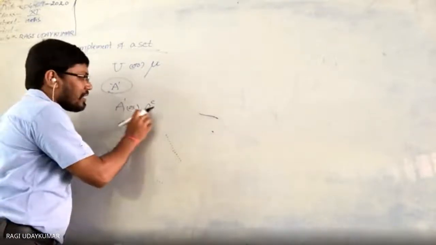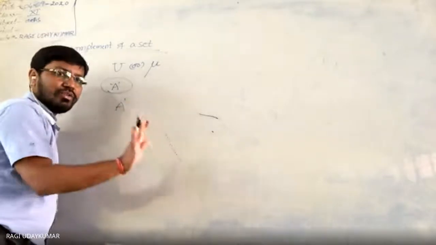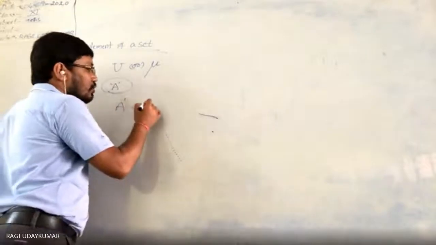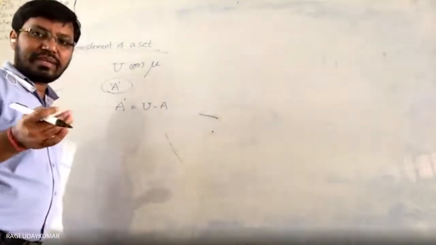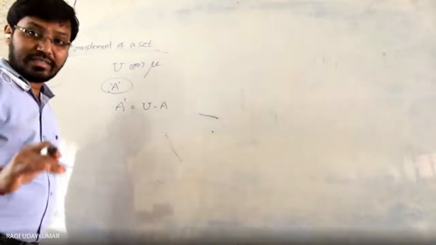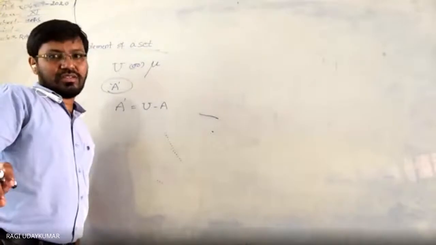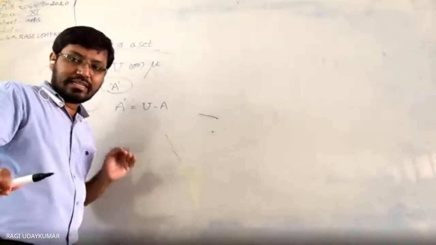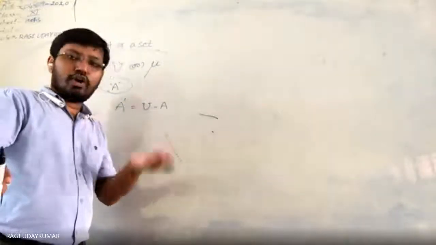Complement as A power C. This is not given in your textbook, but let us use this one only. So A complement is nothing but universal set minus A. The elements which are present in the universal set, but not in a given set. The elements of the universal set other than those of A are called A complement.